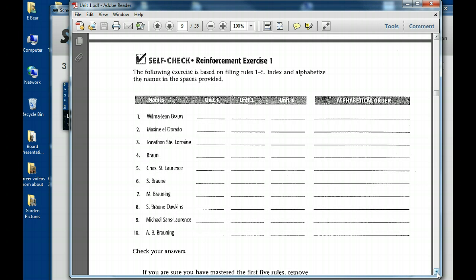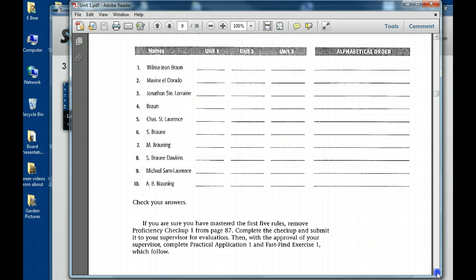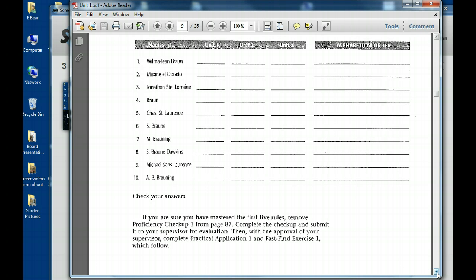Once you have completed the reinforcement exercise 1, make sure you check your answers. If you are sure you have mastered the first 5 rules, you will take out your proficiency checkup number 1 packet, which is on page 87. Complete the checkup and submit to a job coach to check your answers. If you have completed that correctly, you will move on to the next step.